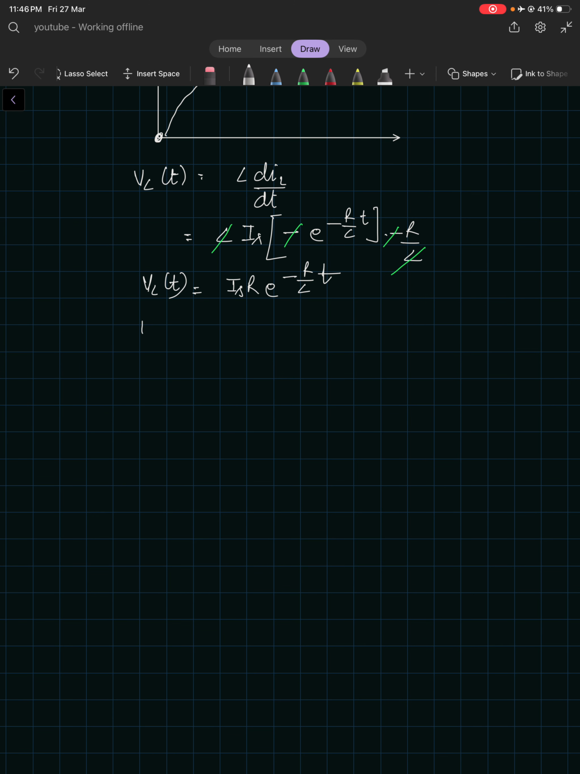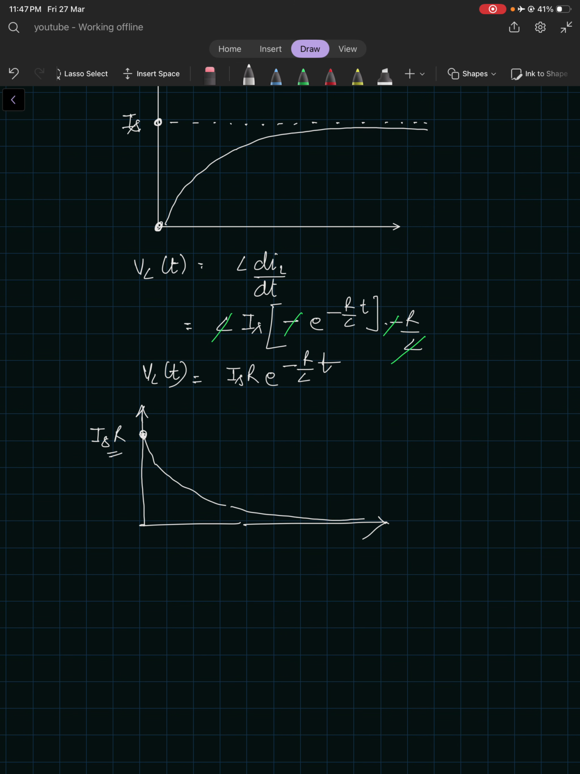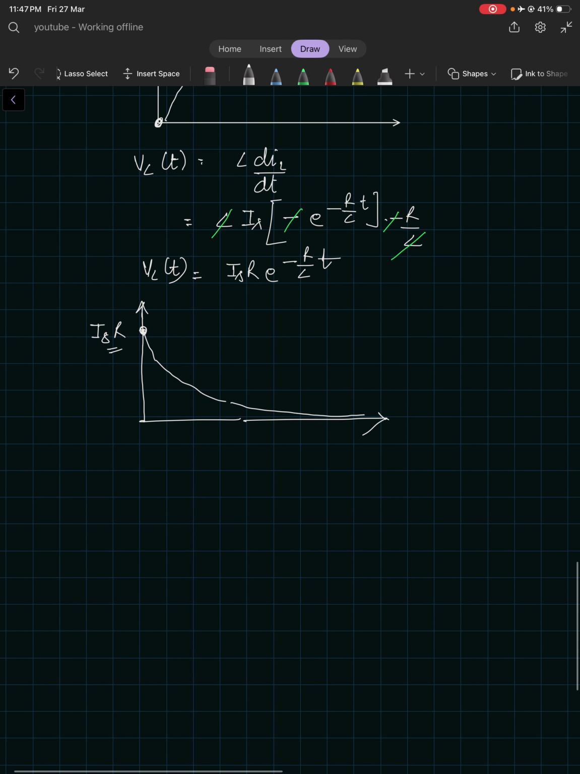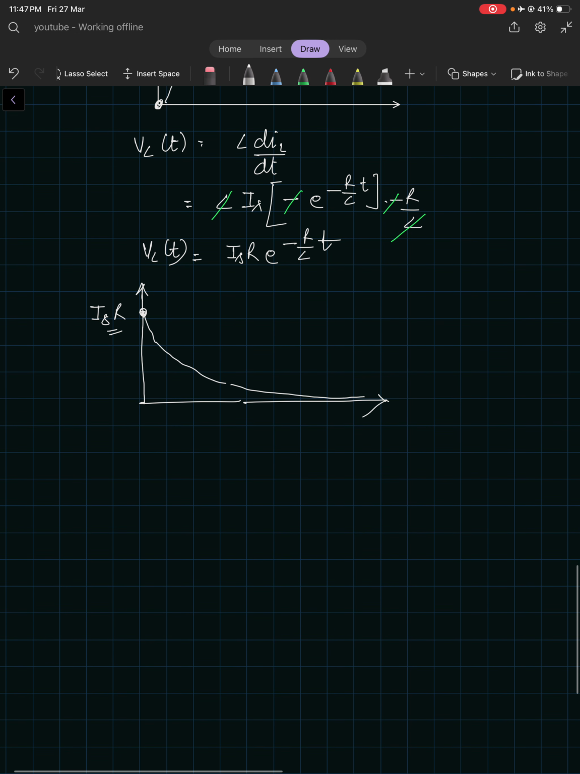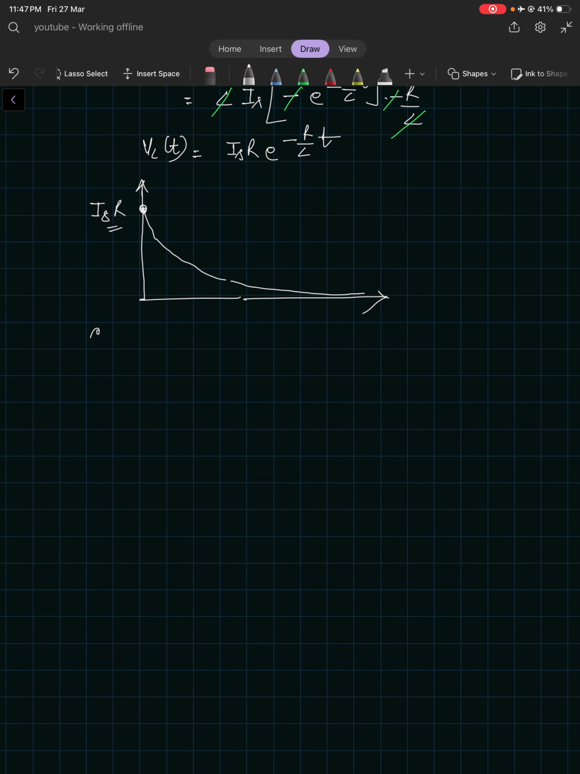So if you draw the response VL of T, again it will be a decaying response, right? Here you see this value is IS into R. So the behavior of the response of current and voltage is similar to the RC circuit, but in this case the time constant has changed. Previously the time constant in the case of the capacitor circuit was R into C, right? In the case of the inductor it would be L by R, right?